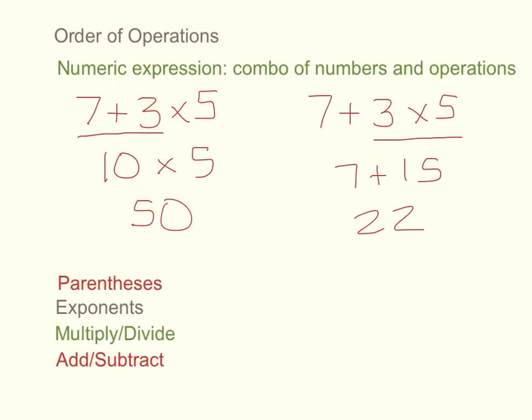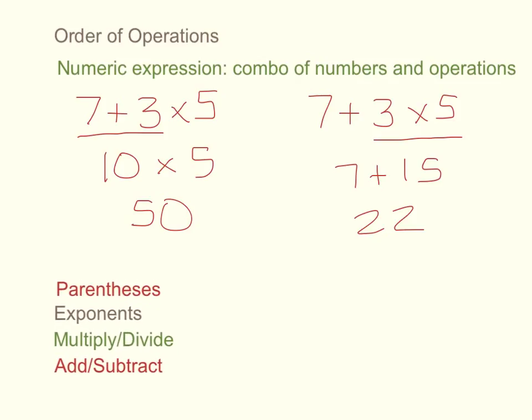This order would be doing parentheses first. Parentheses look like this, and there aren't any parentheses in this problem, so we don't need to worry about that. Exponents, well, we're not going to do any of those at this time, but it would be, for example, a number up in the air, like 7 to the second, which means 7 times 7.